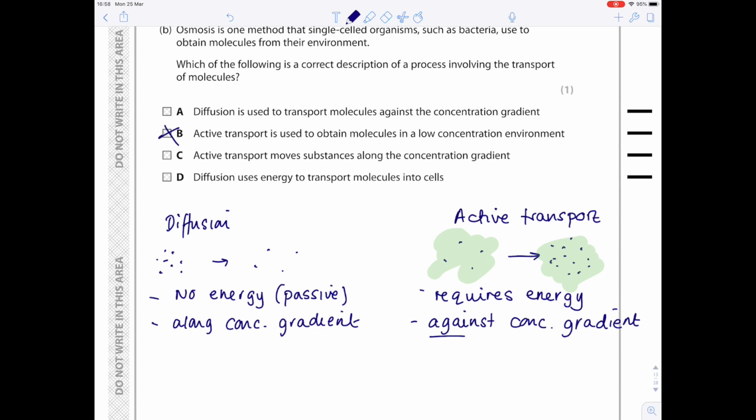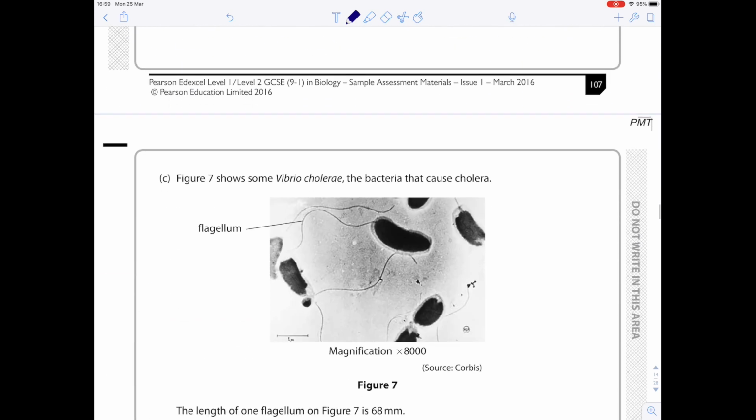Let's check C. Active transport moves substances along the concentration gradient. No, I've said it's against the concentration gradient. D. Diffusion uses energy to transport molecules into cells. As you can see from my summary, I've said diffusion does not involve energy, which is why D is incorrect.